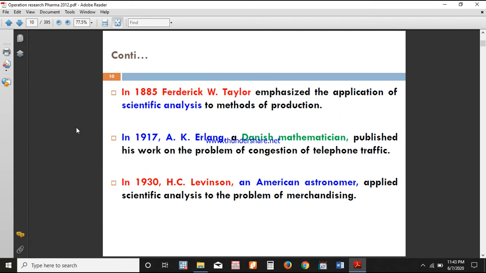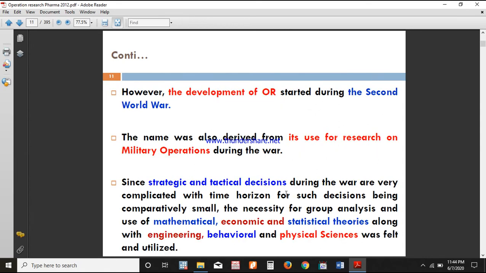When we come to the 19th century, Frederick W. Taylor, the father of scientific management, emphasized scientific analysis, specifically in relation to production. In the 20th century, Erlang, a Danish mathematician, published work on telephone traffic. Also in the 1930s, Levinson, an American astronomer, applied scientific analysis to problems in merchandising. But the biggest historical development of operations research started in the Second World War.